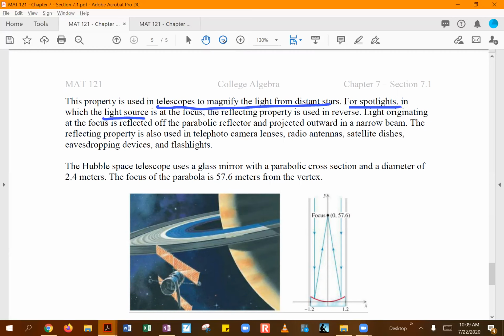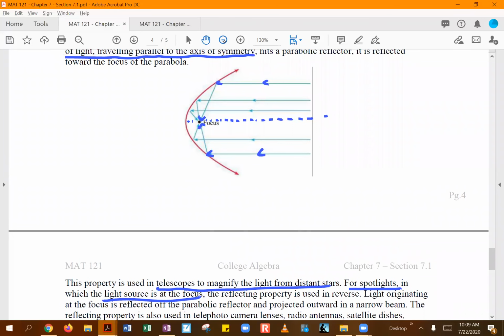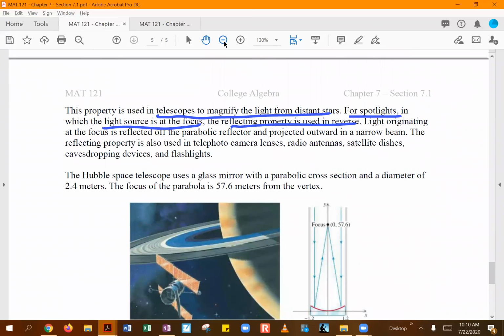So your light source is going to be at the focus. So what happens is, in this case, and just a rough sketch over here, if this is your spotlight, basically what it's doing is the light is now getting reflected towards that parabolic reflector, and then it goes out where you want to focus it. So the light will now hit the parabolic reflector and then go out and focus on whatever object you want that spotlight to be focused on. So it's the reflective property being used in reverse.